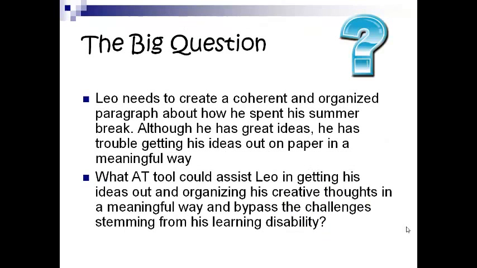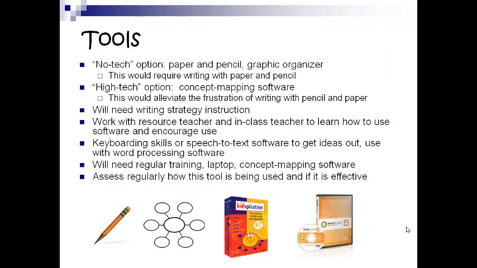The main question, then, is what AT tool could assist Leo with implementing a concept mapping strategy to help organize his thoughts and produce a coherent paragraph? This leads us to step 4, the tools. Does Leo need AT to help him bypass his writing challenges? What low-tech and high-tech options are available? What strategies need to be taught to increase his performance, and how will we monitor whether the tools are working?